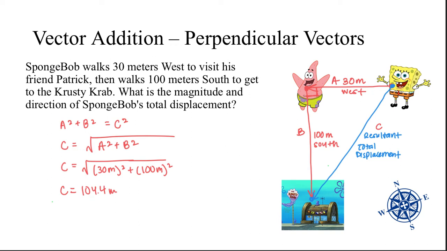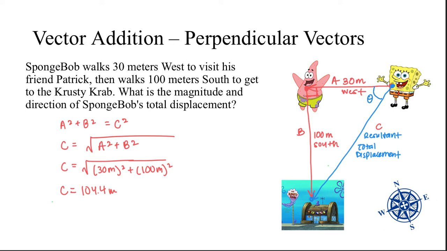Well, when I say direction, I'm essentially solving for this theta value right here. So the angle below the horizontal, and we'll use our compass directions to label this in a moment, but essentially the angle from which SpongeBob leaves his house towards the Krusty Krab. So what would this direction be? Well, I can use inverse tangent. Now that I've solved for the resultant vector, I can actually use any of my trigonometric functions.